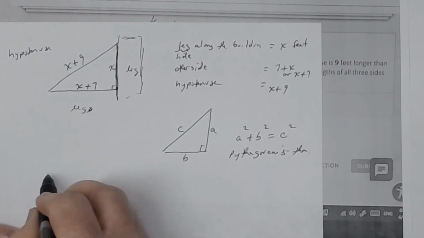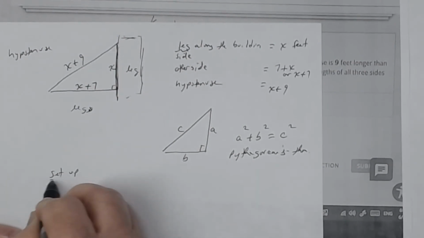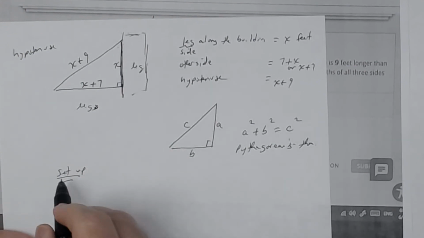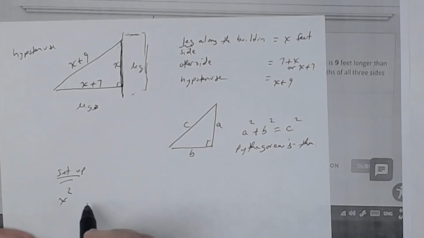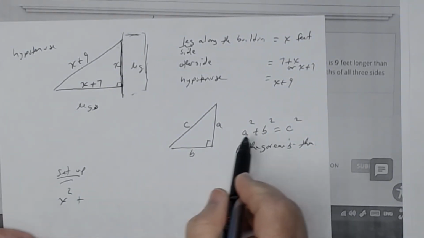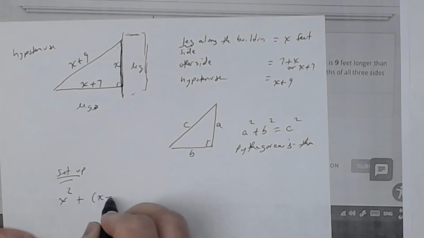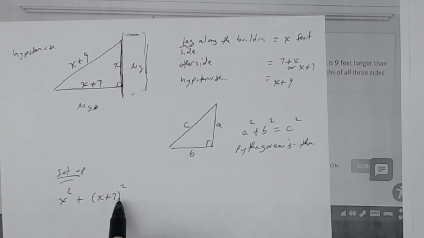All right, so let's go ahead and set it up. So here's how you're going to set it up. This leg is x, right? So according to Pythagorean's theorem, I'm going to take that leg and square it. I'm going to say plus, then take the other leg, x plus 7, and do the same thing. Now, remember, since this is more than one term, in this case a binomial, you have to put this in parentheses because this whole thing is being squared.